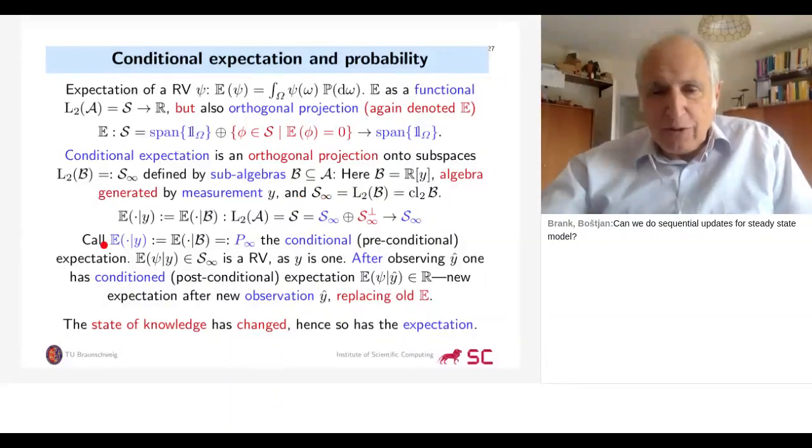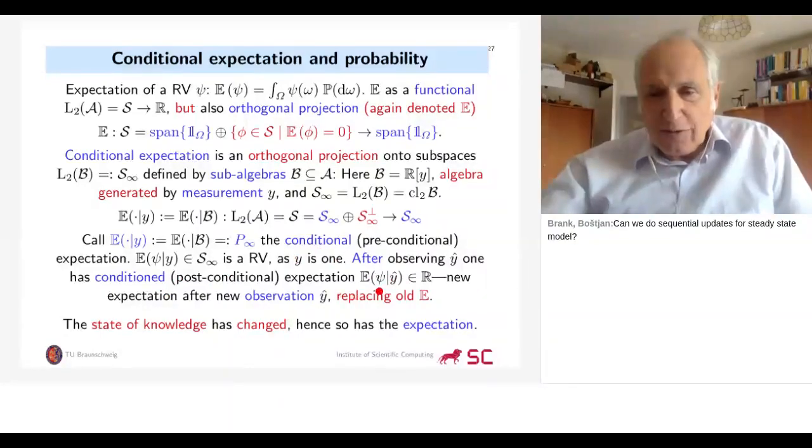Okay. And we call this guy here, sometimes written like this, it's a projection. This is a conditional, sometimes one should say the preconditional expectation, because that's what it is before I have observed y. Okay. And it's a random variable because y is a random variable. But after observing y hat, it's not a random variable anymore, then it's just a real number. Okay, and after, you can say this is the post-conditional, I call this the conditioned expectation. So that's after the observation. Unfortunately, in the literature, everything is called conditional expectation, leading to confusion.